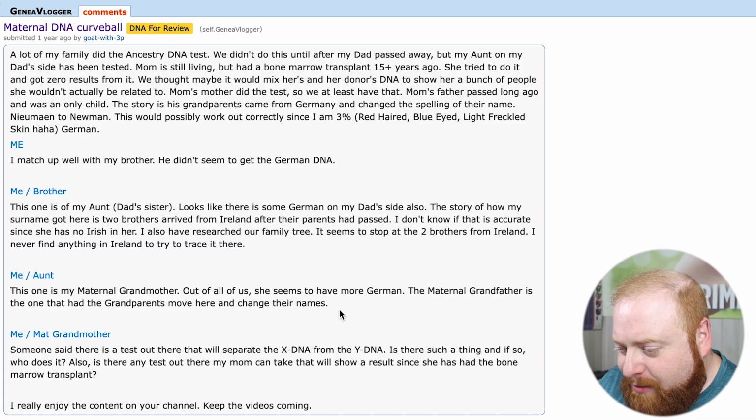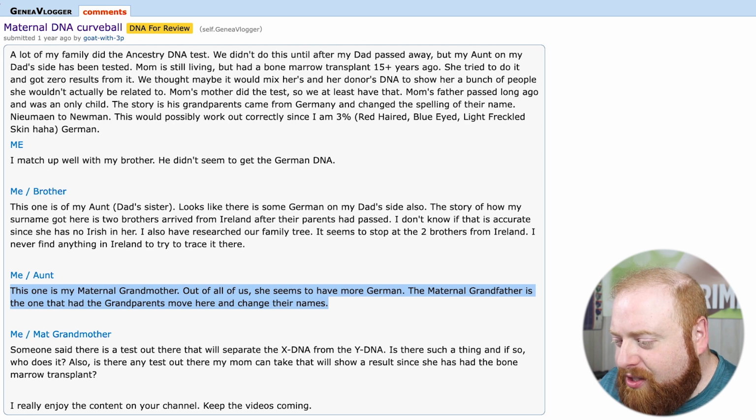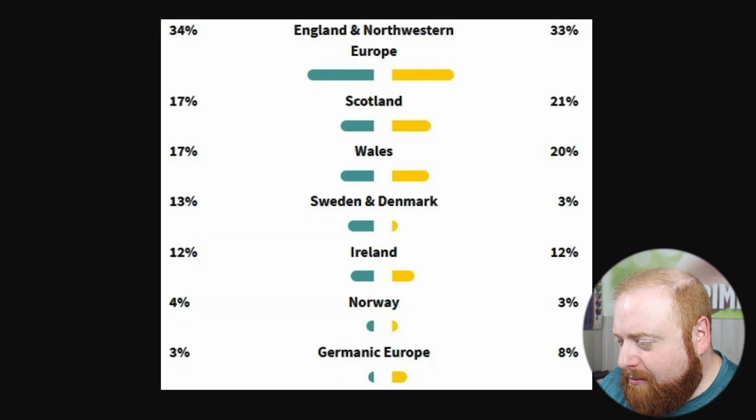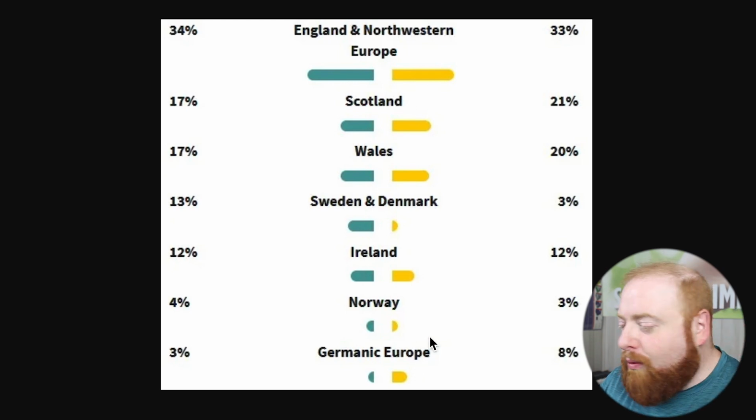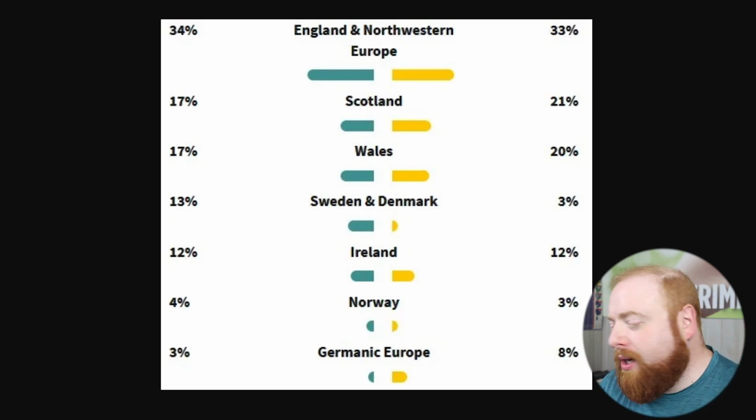Back here, the last one, this one is my maternal grandmother. Out of all of us, she seems to have more German. The maternal grandfather is the one that had the grandparents move here and change their names. So this is the mom's mother. And so, yeah, Germanic Europe, 8%, which is certainly a bit higher, but once again, we're kind of still dealing with that Northwestern European, Central European mixture.